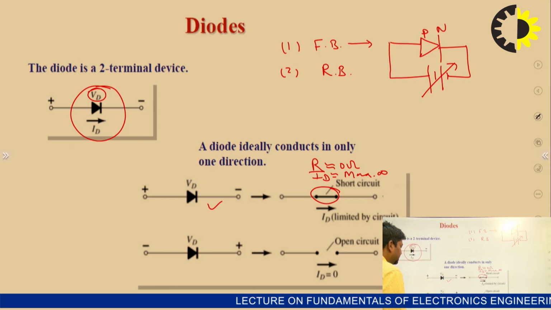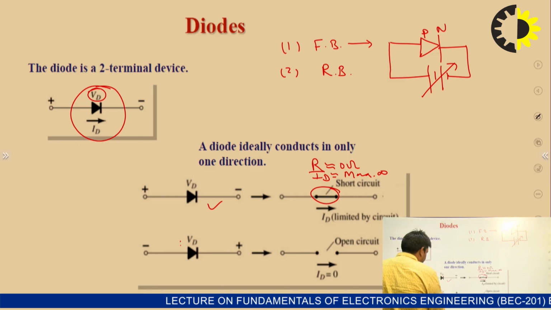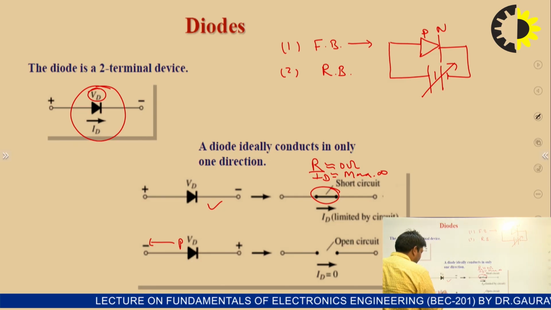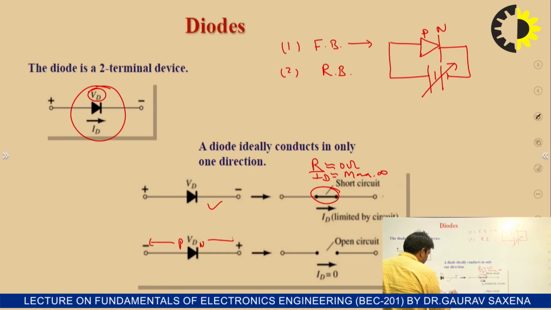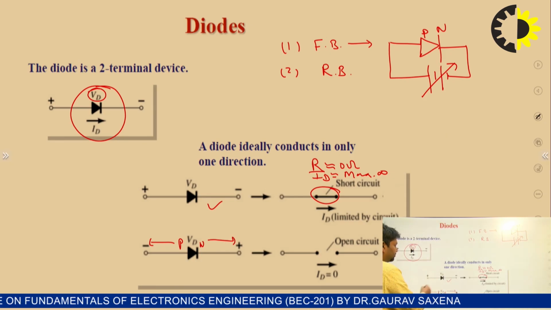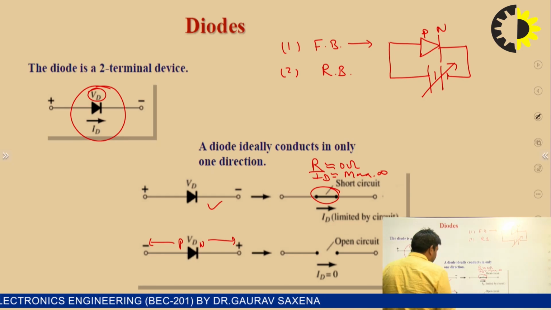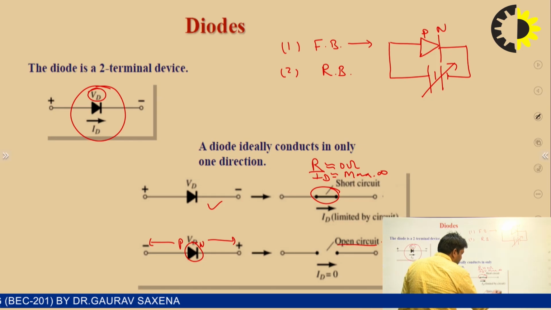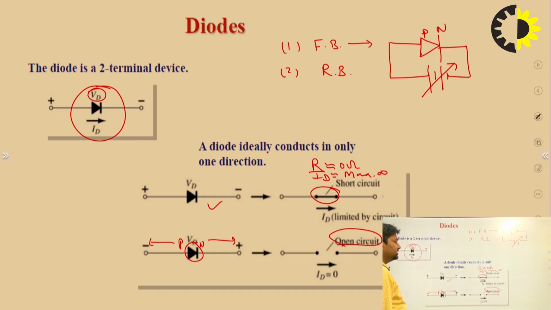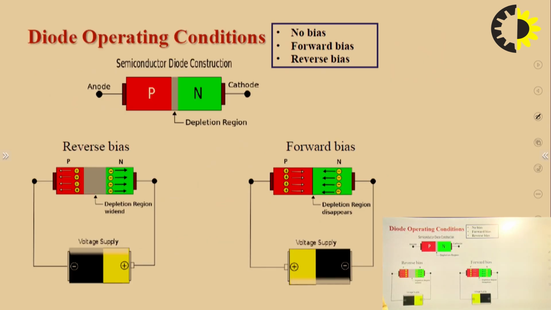But in the case of the reverse bias condition, when the p-type terminal is connected to the negative side and the n-type to the positive side, this arrangement is called reverse bias. In this case, it produces a high resistance, or we can say it is open circuited, meaning no current flows. In the open circuit, the diode current should be 0.